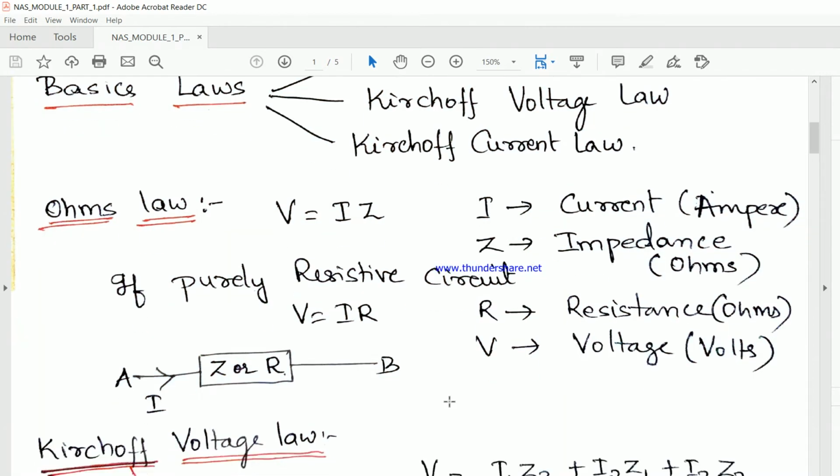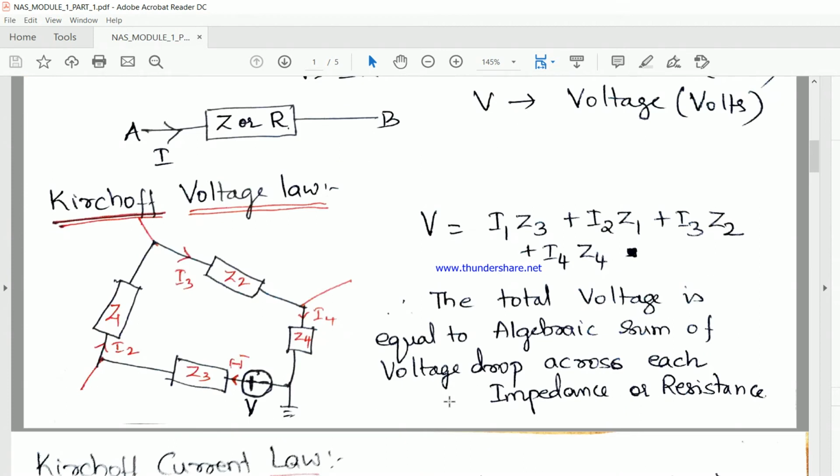Okay. Now coming to the Kirchhoff voltage law. So what does Kirchhoff voltage law say? The algebraic sum of the voltage drops across the loop would be equal to 0. So we can also say that the total voltage V would be equal to the algebraic sum of the voltage drop across each impedance or resistance. So what would be the voltage drop across every impedance that we have?